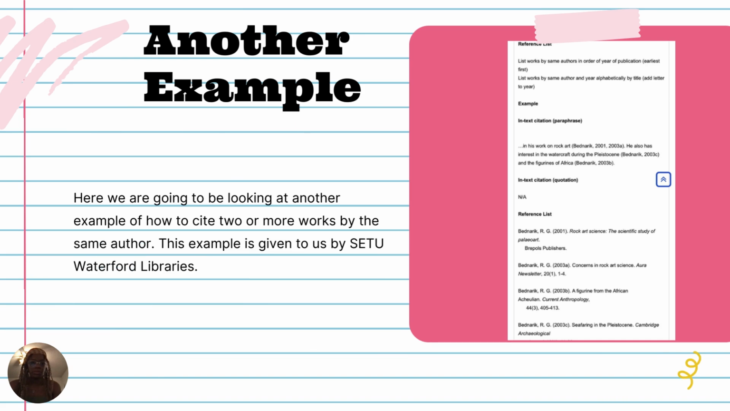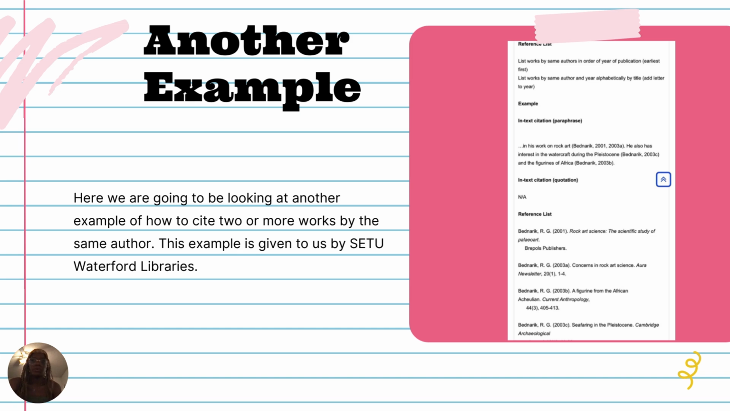Another example shows how to cite two works by an author. This example is given to us by Waterford Libraries. As you can see on here, they say to list works by the same author in order of year of publication. For example, they give us Bednark 2001, another Bednark 2003. Now with their example, they have three of them within the same year. We're not exactly looking at that one, just multiple works by the same author.